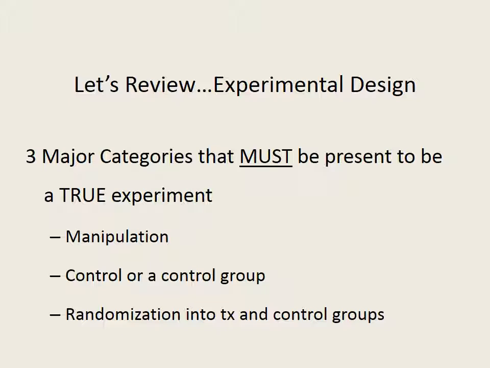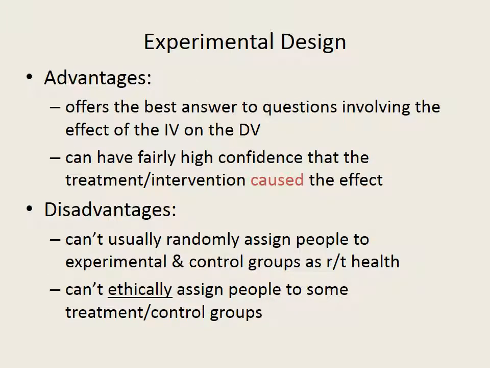So the three major categories that must be present to be a true experiment are manipulation, control or to have a control group, and there has to be some type of randomization into a treatment group and a control group. The advantages is that this is the best way to answer your questions. We don't have a lot of confounding variables that can be another reason for saying that there was a relationship. We have a fairly high confidence that the treatment intervention actually caused the effect.